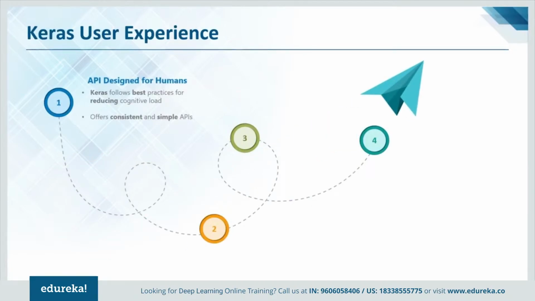Well, in my opinion, this is very important for anyone who wants to know more about Keras, or better, wants to start creating their own neural nets using Keras. So clearly, Keras is an API designed for humans. Why so? Because it follows the best practices for reducing cognitive load, which ensures that the models are consistent and the corresponding APIs are simple.